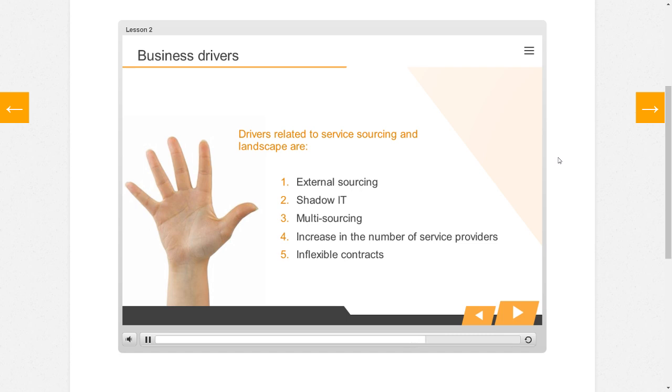These drivers are related to the organization's current environment. How complex is it? What is available? How easy would it be to change to a SIAM model? Let's pick out inflexible contracts to study in more detail.